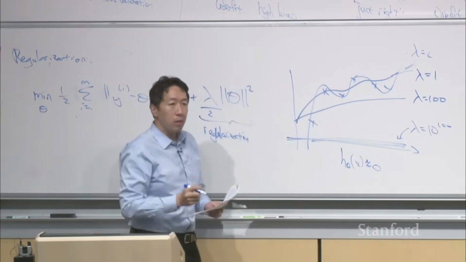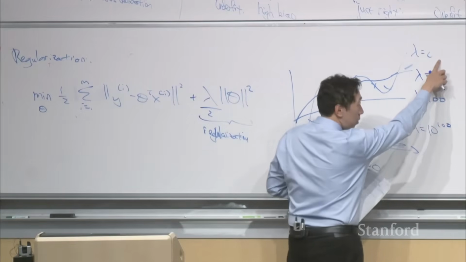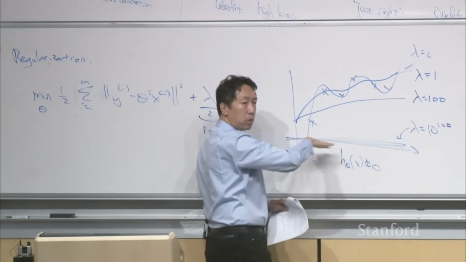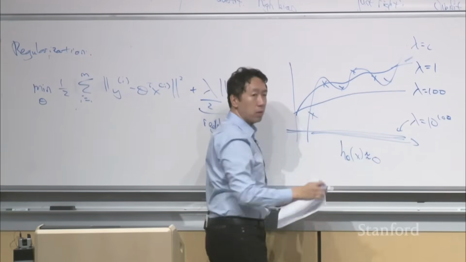And by dialing lambda between a far too large value like 10 to the 100 and a far too small value like lambda equals 0, you smoothly interpolate between this much too simple function of h equals 0 and a much too complex function. Okay.